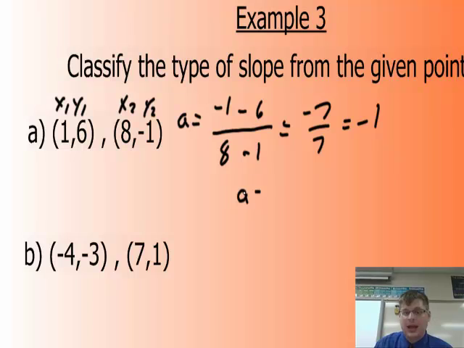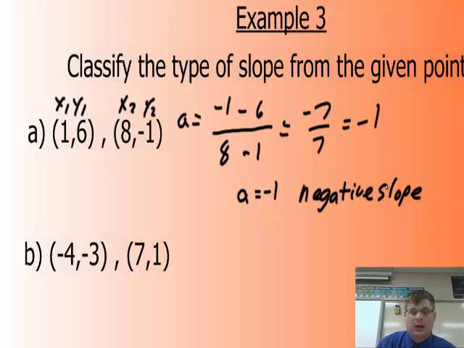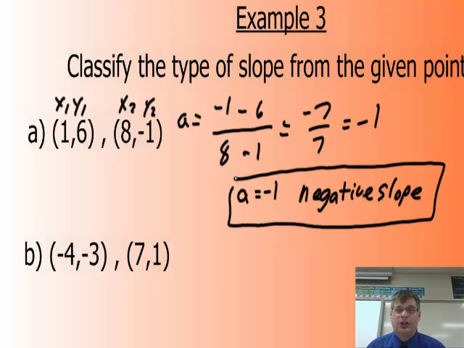So therefore, a is -1, and because a is a negative number, that means it's going to slope downward. It's going to descend as you go left to right. So this is going to be a negative slope, and I'm going to box that in. Now, I want you to try the next one on your own and see what you get. So go ahead and pause it in 3, 2, 1.